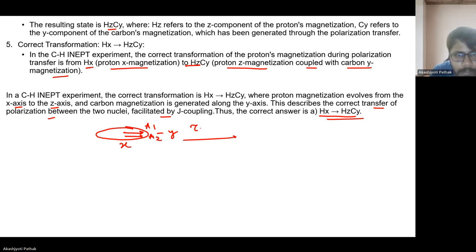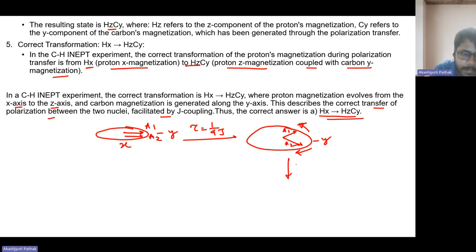Allowing it a delay equal to 1 by 4J. Now what will happen? They will start to dephase. Okay, so say this is A1, this is A2, this is minus 1. They will start to dephase.